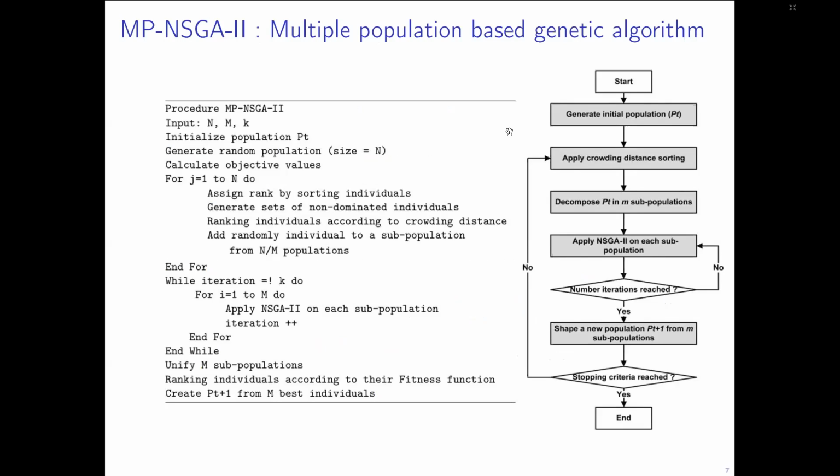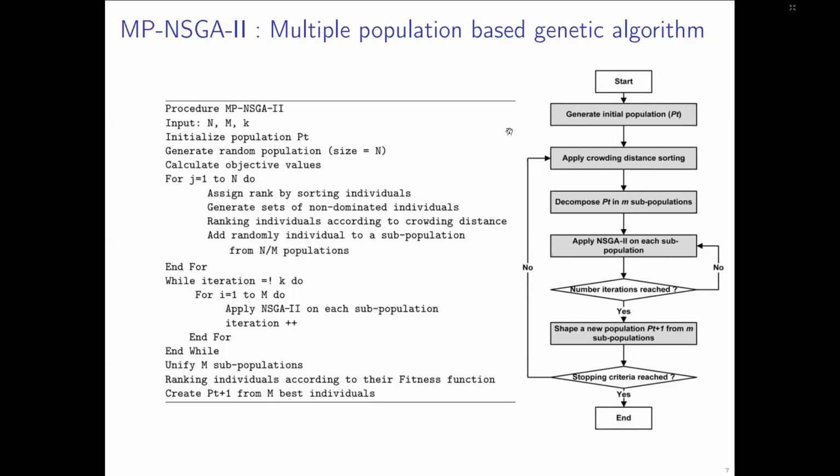After that, a number of subpopulations is generated. Thereafter, the NSGA2 is applied on each subpopulation for a defined number of iterations, which means that we are applying the NSGA2 into the NSGA2. After that, we unify the subpopulations to form the next initial population. I explain briefly. Each subpopulation is sorted regarding their fitness function. The best, or elite, of each population migrates to form a new population.